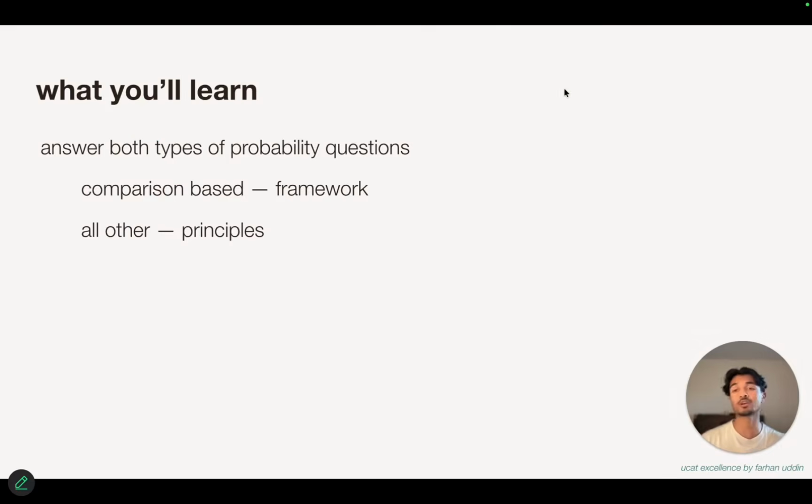And today, you are going to learn how to answer both types of probability questions: the comparison-based ones with a framework, and basically everything else with one single principle.